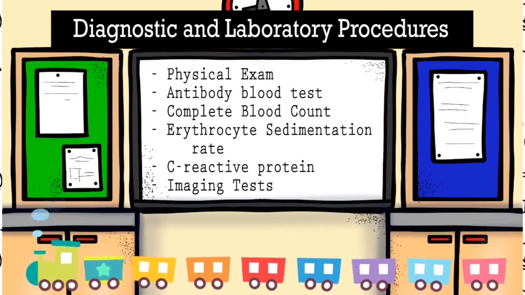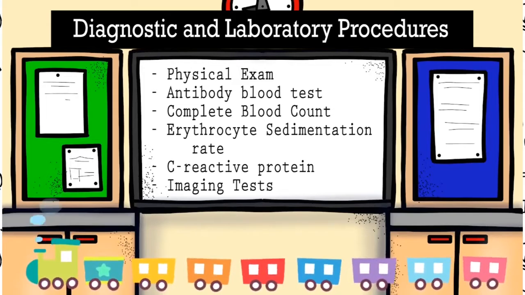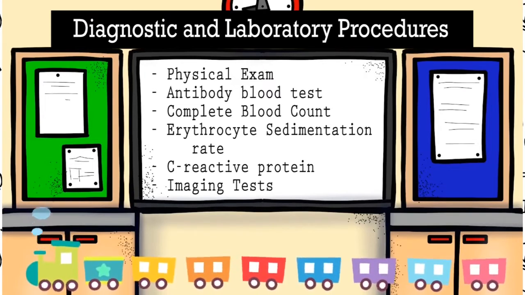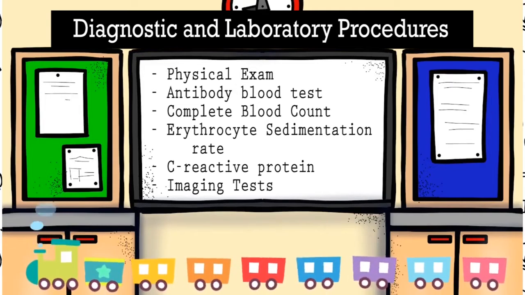Other blood tests could include complete blood count or CBC. It helps the doctor find anemia, which is common in RA. Next is erythrocyte sedimentation rate. This measures how fast the red blood cells clump and fall to the bottom of a glass tube within an hour. C-reactive protein. This test measures levels of a protein your liver makes when inflammation is present. Next is imaging tests. This can help your doctor judge how severe the disease is and track its progress over time.